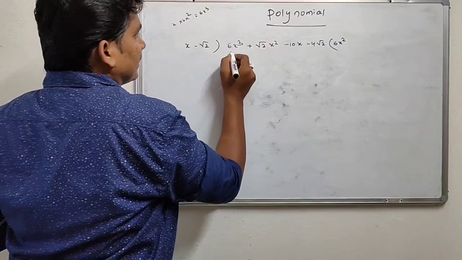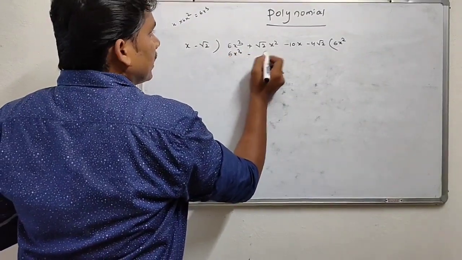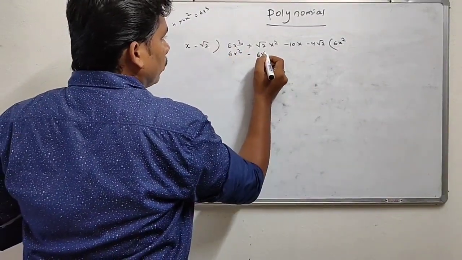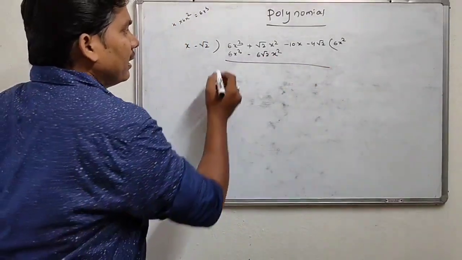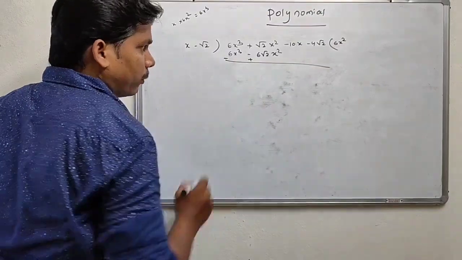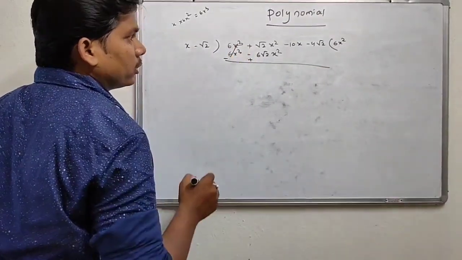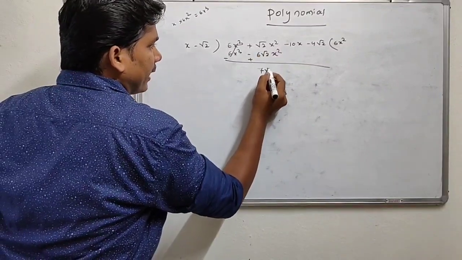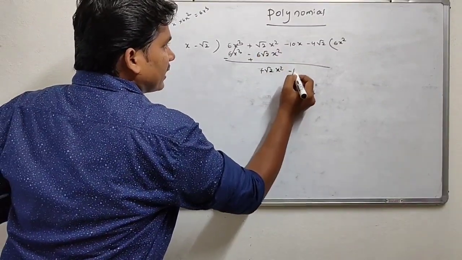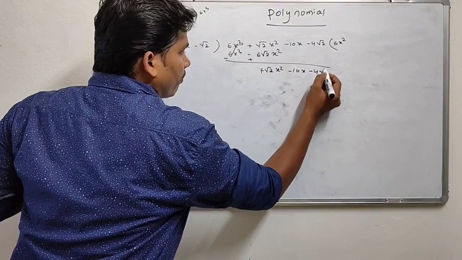6x square into x is 6x cube, minus 6 into root 2, 6 root 2 x square. Then what will happen? This will be negative and this becomes positive. These two will be cancelled out each other. This 6 root 2 plus root 2 is 7 root 2 x square minus 10x minus 4 root 2.